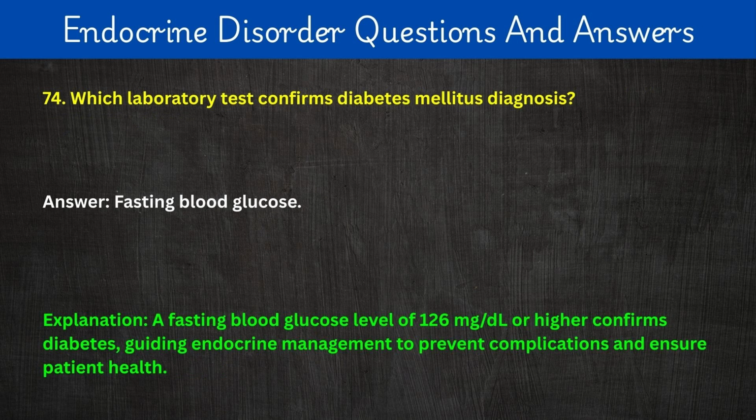74. Which laboratory test confirms diabetes mellitus diagnosis? Answer: fasting blood glucose. Explanation: a fasting blood glucose level of 126 mg per deciliter or higher confirms diabetes, guiding endocrine management to prevent complications and ensure patient health.